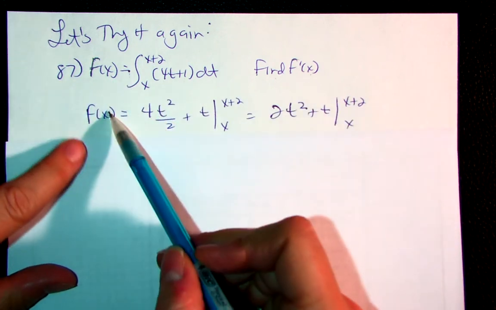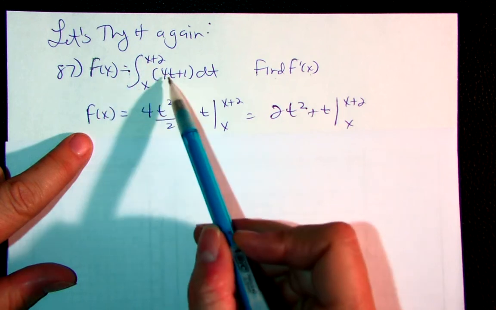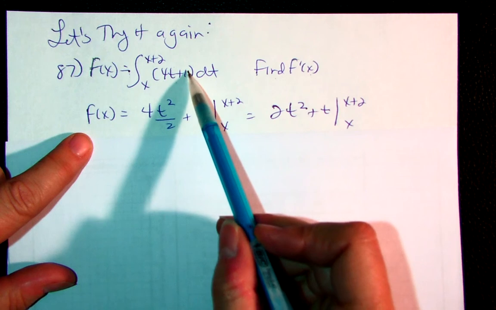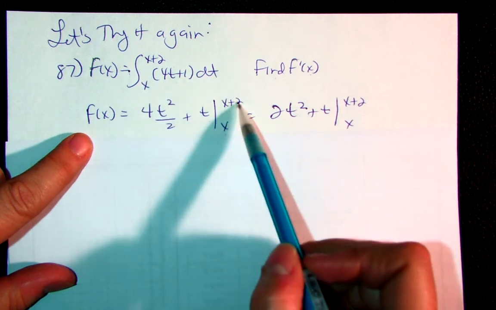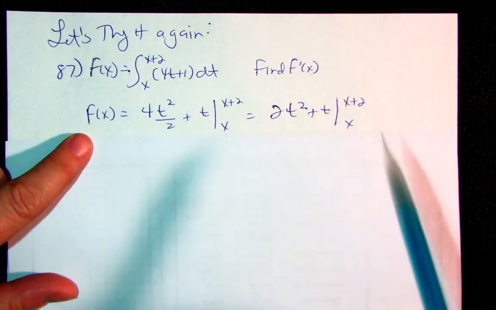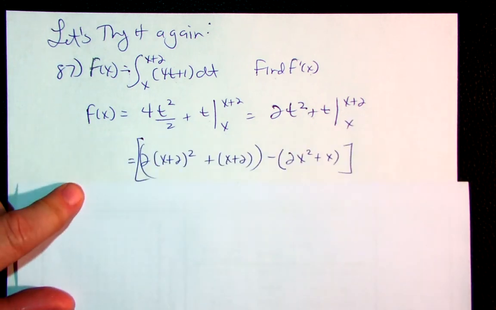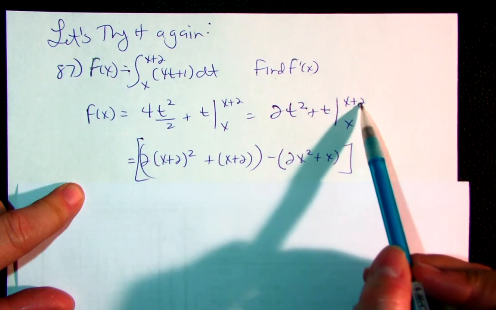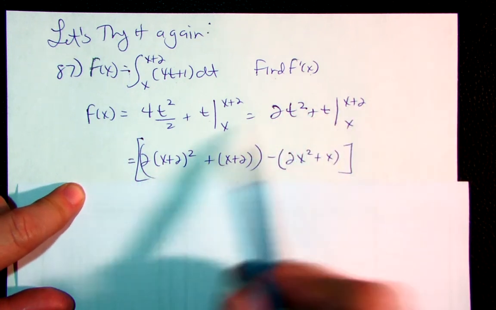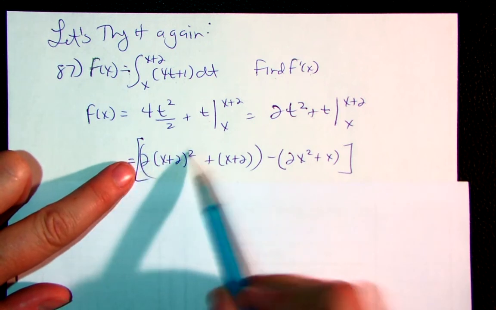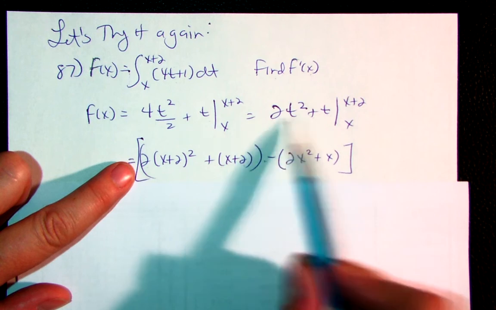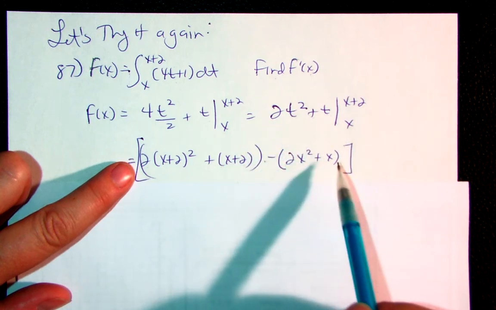So to find this original derivative, I need to do integration. So I'm going to increase that power by 1 and divide by it. Increase that power by 1 and divide by it from x to x plus 2. I'm going to clean that up. That's 2t squared plus t from x to x plus 2. Now I'm going to substitute an x plus 2 in for these two t's, minus, then substitute in the x. So there's 2 times x plus 2 quantity squared plus x plus 2 minus, now just put in the x, 2x squared plus x.